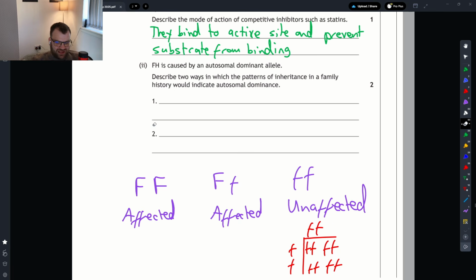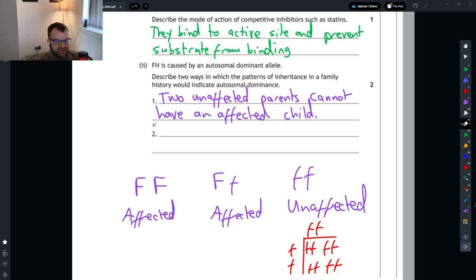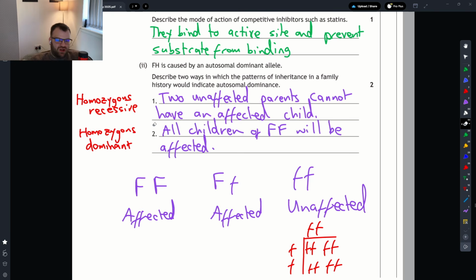Well, if we look at the case where two people who are unaffected have children, none of their children can be affected. Two affected parents cannot have an affected child. That's when we're dealing with the homozygous recessive people. On the flip side, if we have two people who are dominant, two big letters, all of their children will be affected.